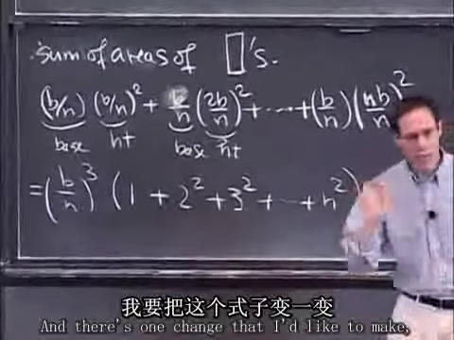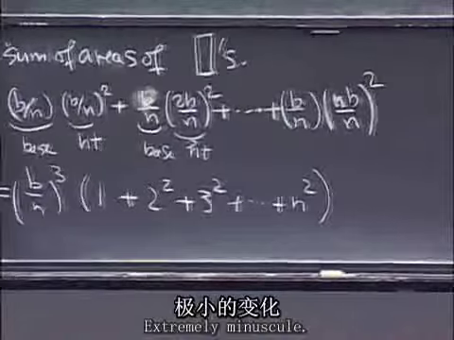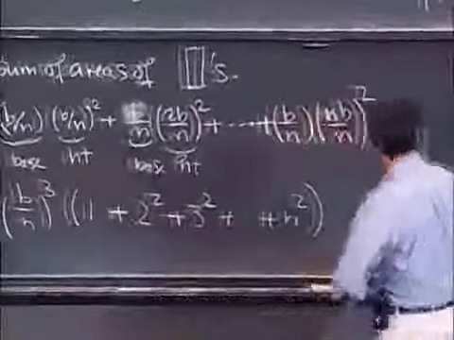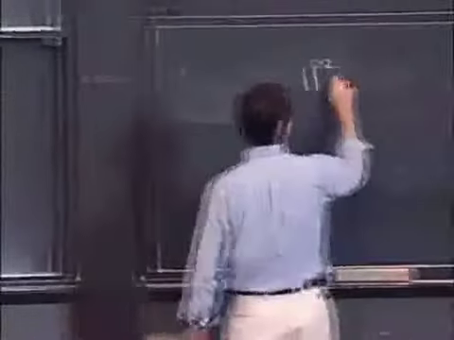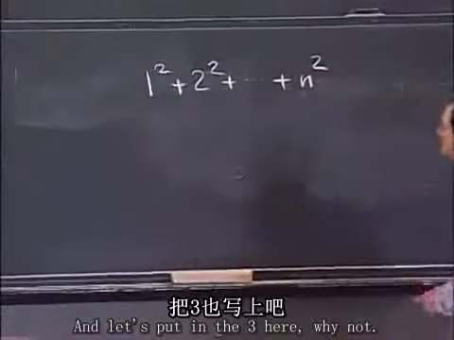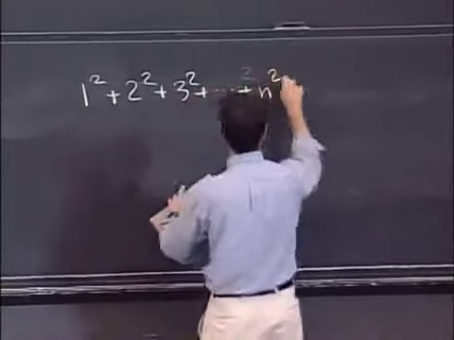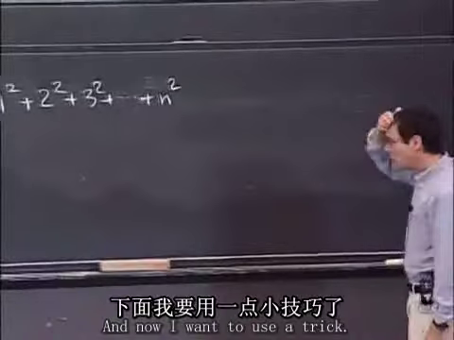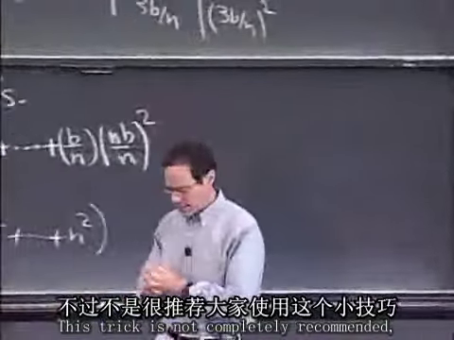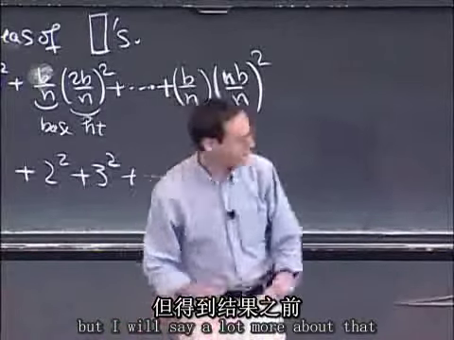And there's one change that I'd like to make, but it's a very modest one, extremely minuscule, which is that I'm going to write 1, just to see that there's a general pattern here, as 1 squared. And, well, let's put in the 3 here. Why not? And now I want to use a trick. This trick is not completely recommended, but I will say a lot more about that when we get through to the end.